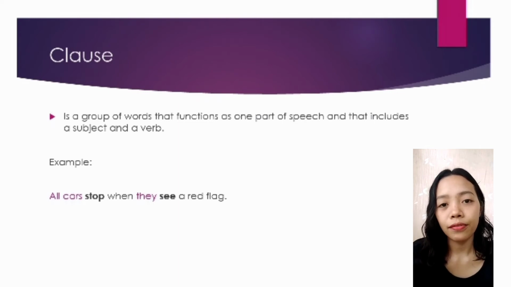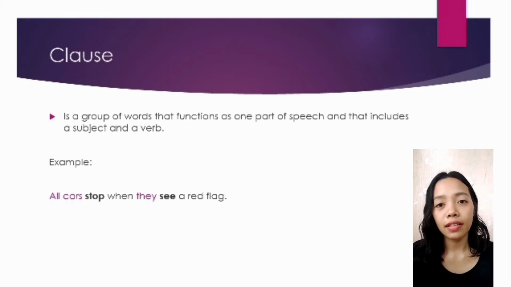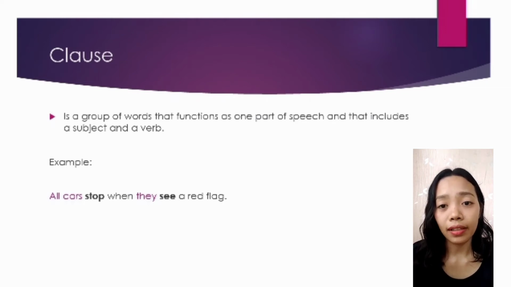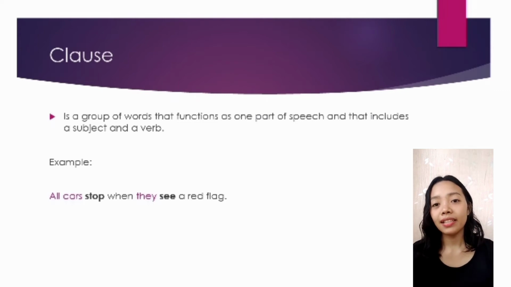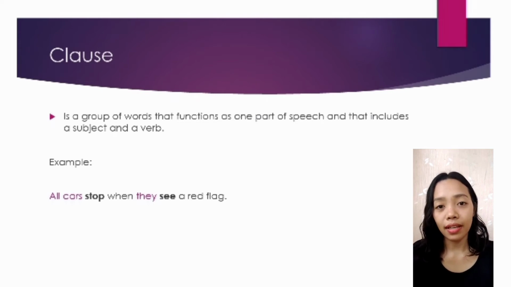Let's identify the dependent clause in our sentence, all cars stop when they see a red flag. The dependent clause there is when they see a red flag. As we have observed, there is a subject and a verb. The subject there is they and the verb is see. But when they see a red flag cannot be a sentence because it cannot stand alone. If it cannot stand alone, that means it is a dependent clause.